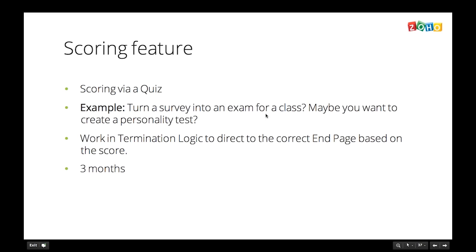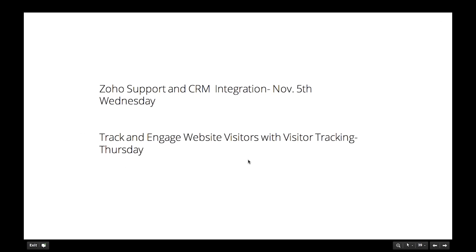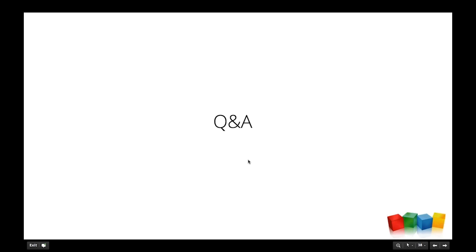So for example, maybe you need a personality test. Maybe you want to have an exam or a pop quiz. And that could also be worked in with the end page, and you can direct them to the right one. So it's like, hey, Johnny, you got an F on our quiz. You get a special end page, and that's coming in the next 3 months. And with that, we're going to open up for brief Q&A.